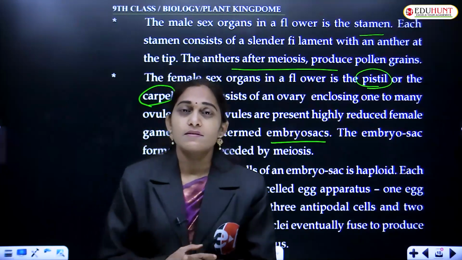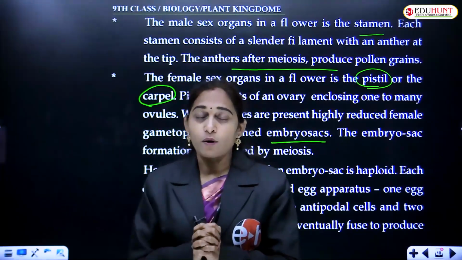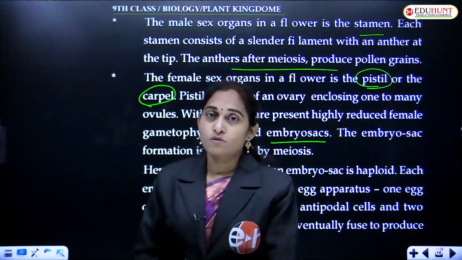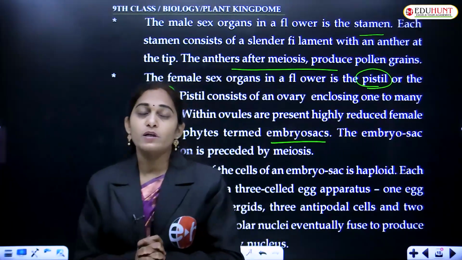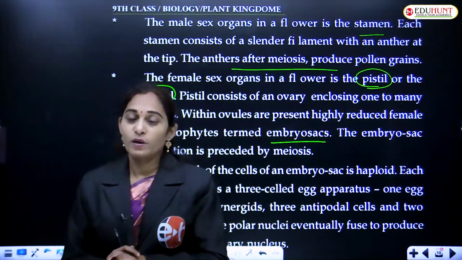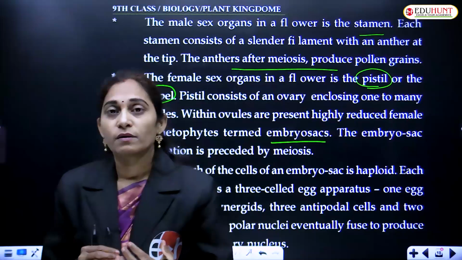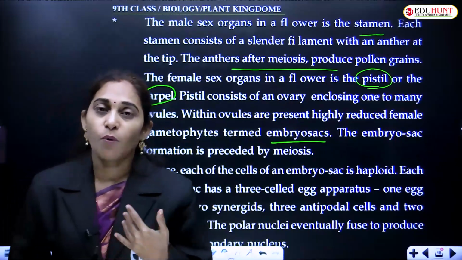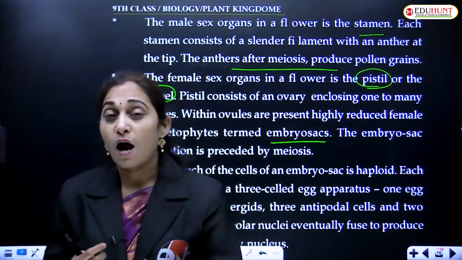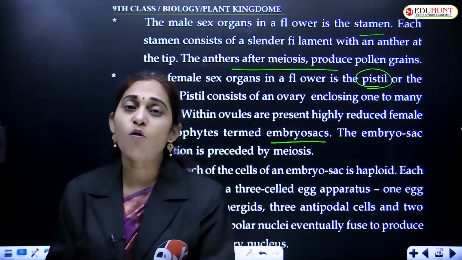So this is the class regarding the essential organs of the flower. I hope you have understood well about the class, and in the next session we'll discuss what happens when the pollen grains are released and how they reach the gynoecium, and how the process of fertilization occurs in angiosperms.